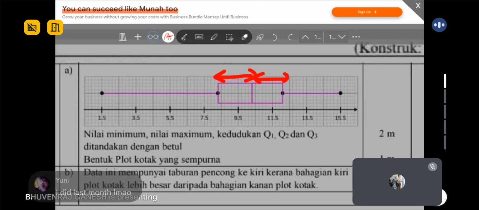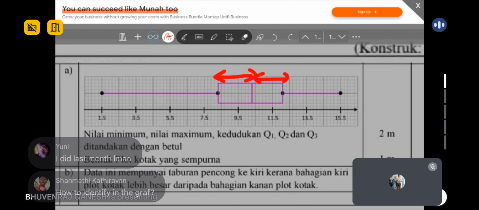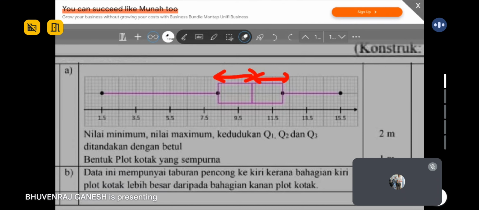So you must count the box. I did last month. Okay, do this month also. Every single month must do one. How to identify in the graph? How to identify? You mean left skewed or right skewed, is it?